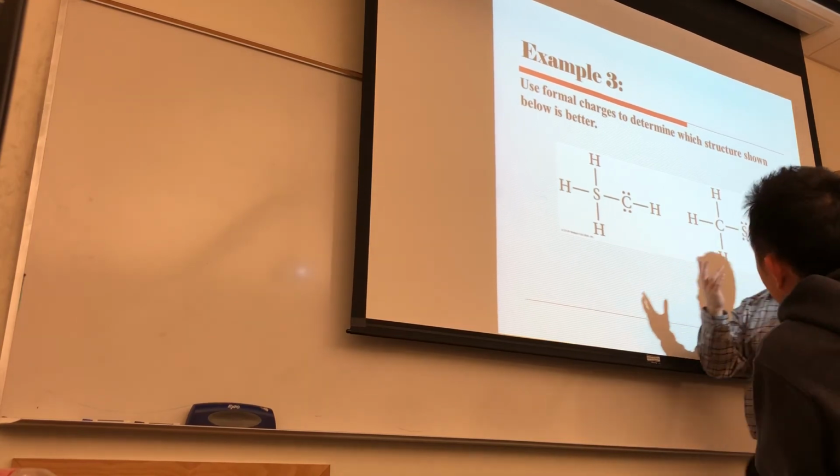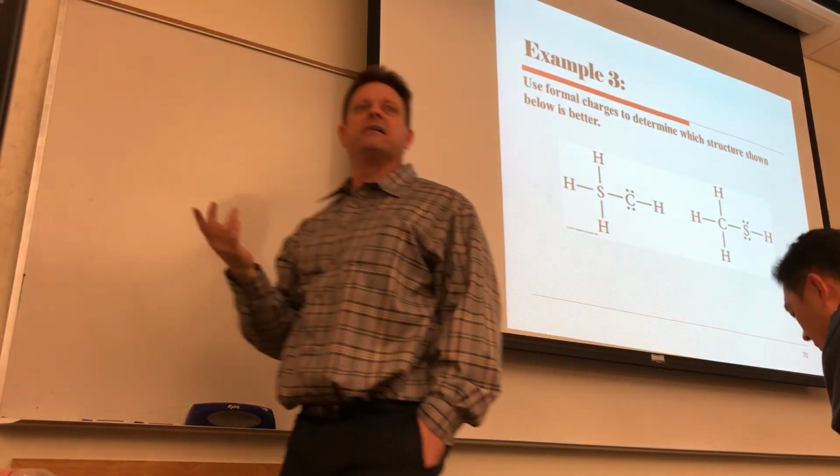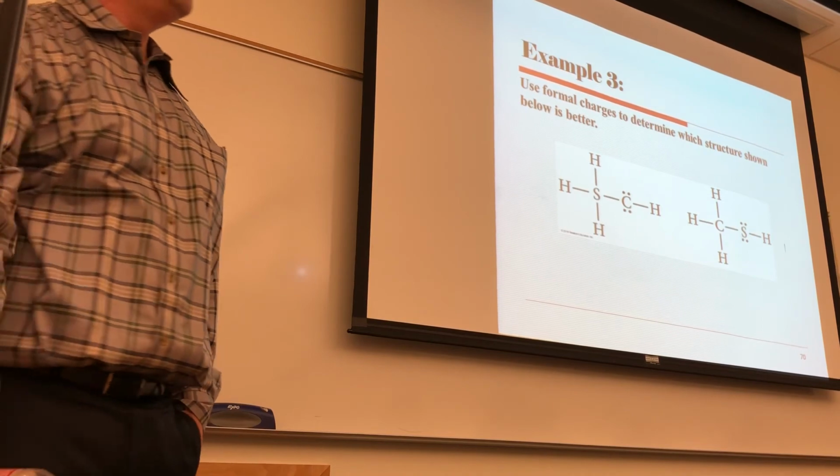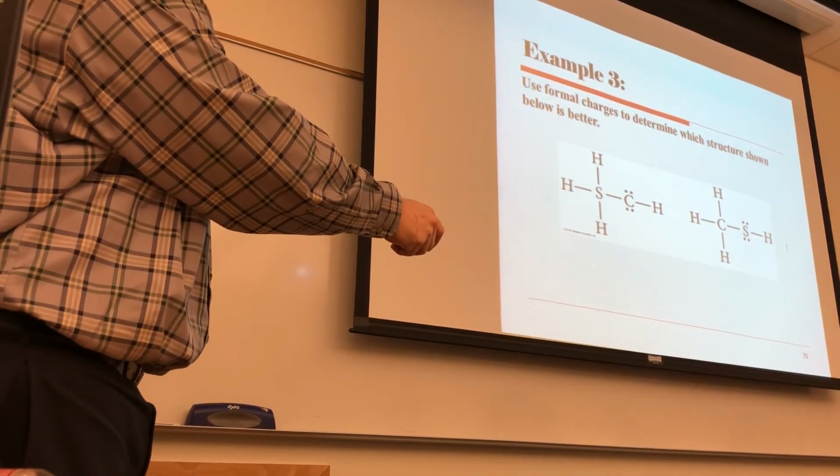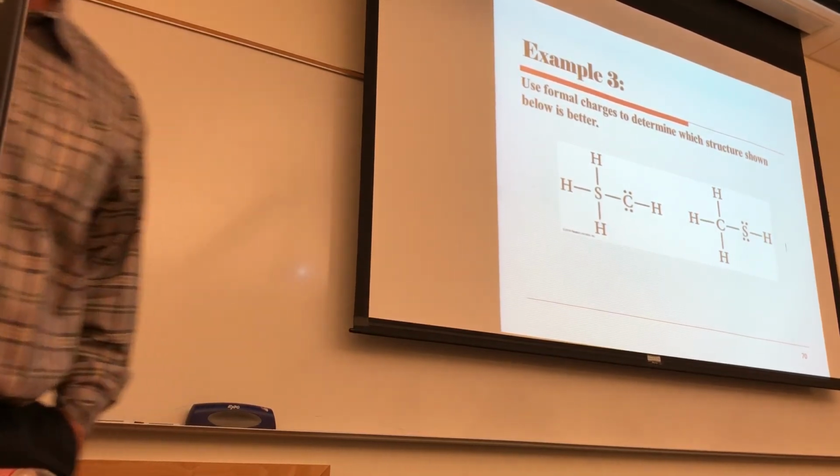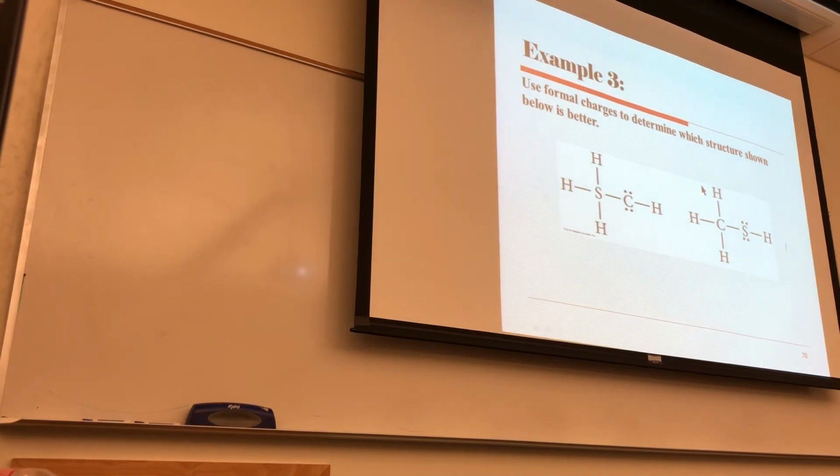What's the better structure? So we're looking at the second one here. This has the lowest formal charge. This one should have the lowest formal charge. And that's it. So this is the way the structure should look in nature, and this is why. Everybody get the concept here?